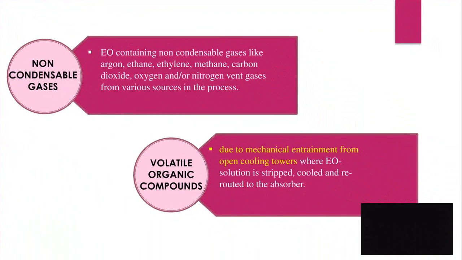The third one is non-condensable gases. Ethylene oxide containing non-condensable gases like argon, methane and also carbon dioxide will be vented from various sources in the process. The last one is volatile organic compounds. These compounds come from the open cooling tower where ethylene oxide solution is stripped, cooled and recycled to the absorber. These compounds are emitted due to mechanical entrainment.